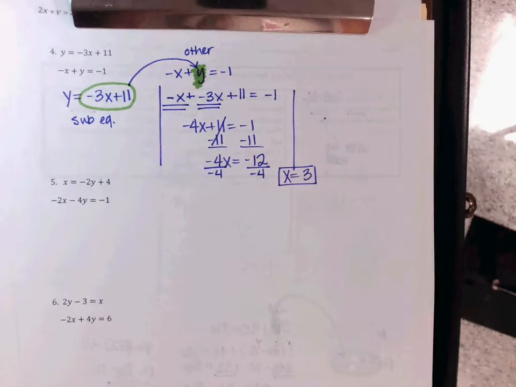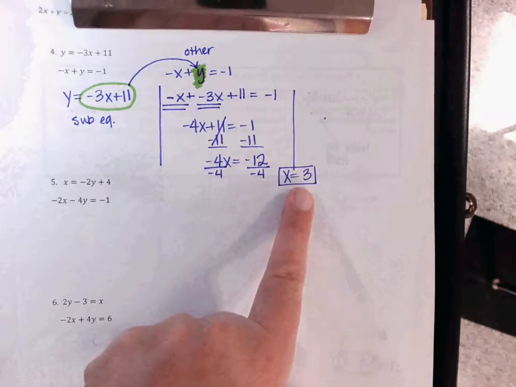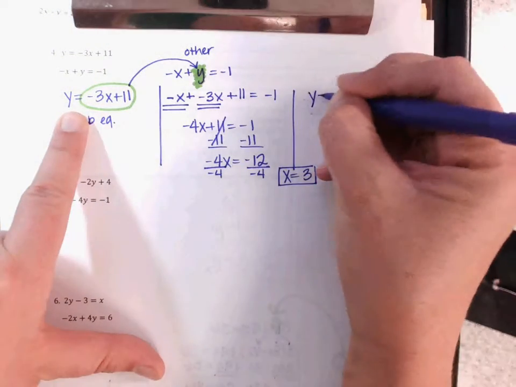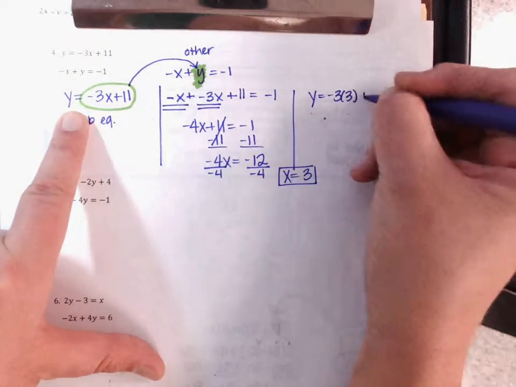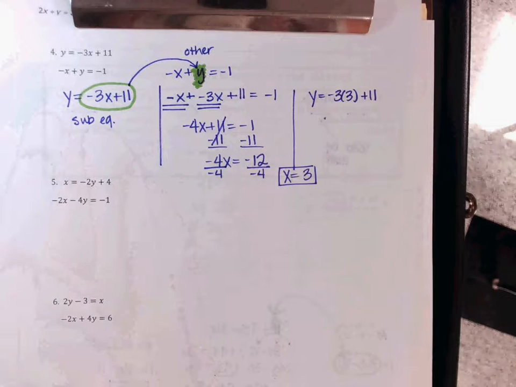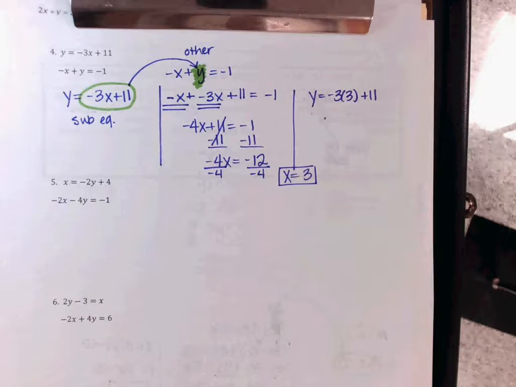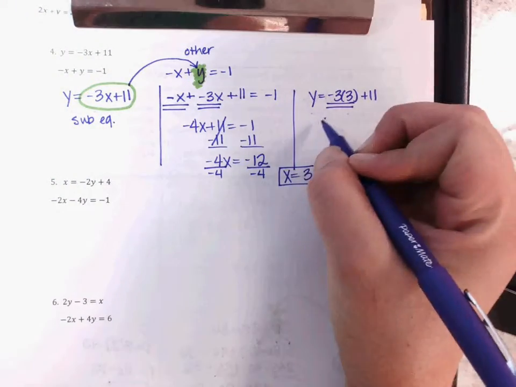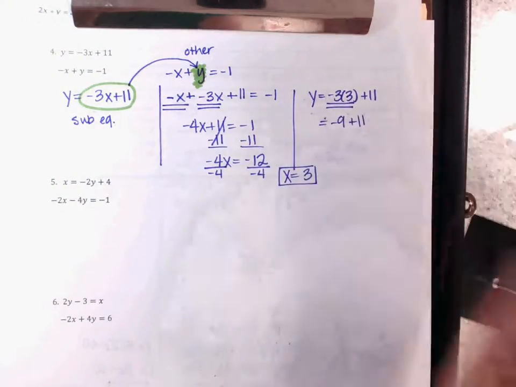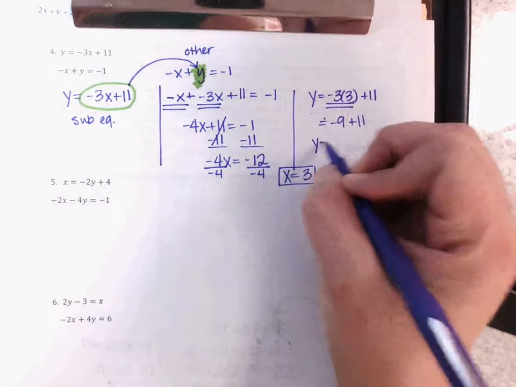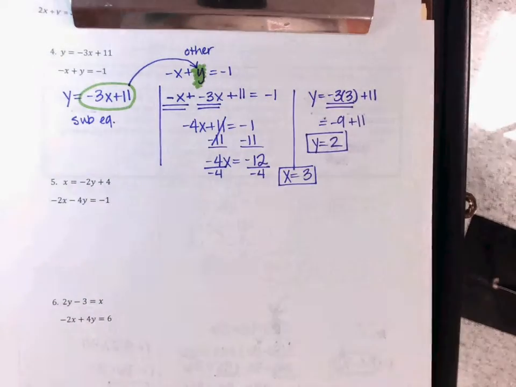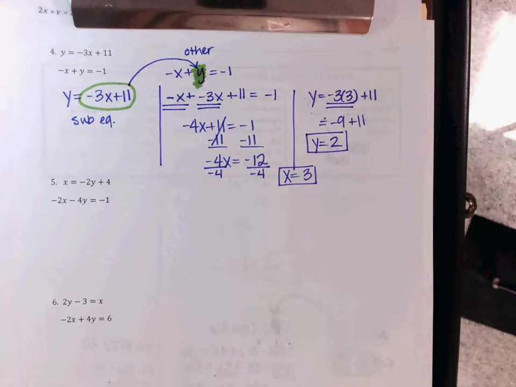Then remember, your outside equations should match, except now we know what x is. X is 3. So I would say y equals negative 3 times 3 plus 11. So the only thing that changes in that last column from the first column is you plug in that number. What's negative 3 times 3? Negative 9 plus 11. What do we get then? 2. Perfect. You got it. Okay? Alright, skip down to number 6 for me, please.